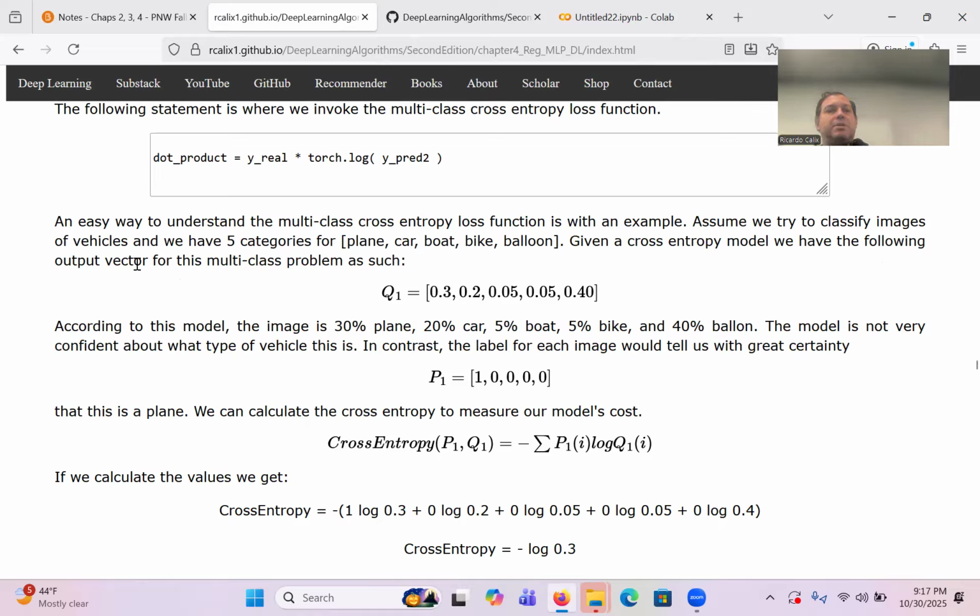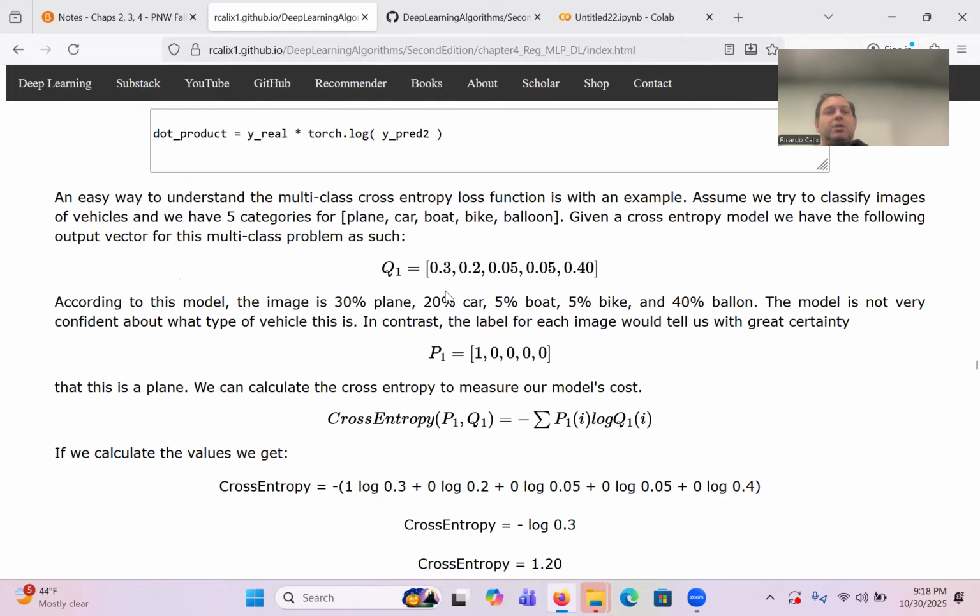Assume we try to classify images of vehicles. Given a cross entropy model, we have the following output vector for this multi-class problem. So we have Q, which is 0.3, 0.20, 0.05, 0.05, and 0.40. Do you guys see that? So this is what the model is predicting. According to this model, the image is 30% plane, 20% car, 5% boat, 5% bike, 40% balloon. The model is not very confident about what type of vehicle it is.